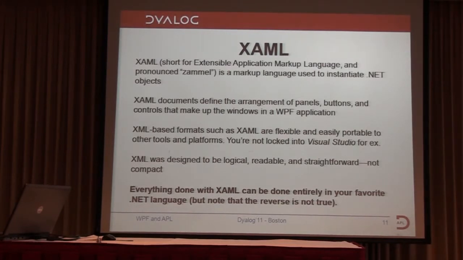XML-based formats such as XAML are pretty flexible. It's like text, so you can put it into Visual Studio. You can put it into some version control system. It's really easy to manipulate. It was designed to be logical, readable, and straightforward, but it is not compact. That's one thing. And everything you can do in XAML can be done in your favorite .NET language, like APL. But the reverse is not entirely true.